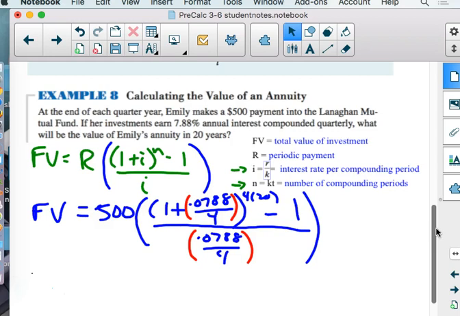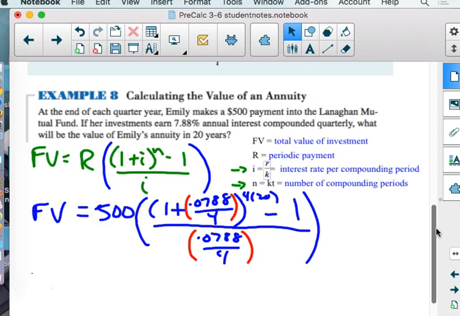Got that. Now I need to add a 1 to it. I need to raise that to the 80th power. I need to subtract 1. That's all on the top line. And then I need to divide by, parentheses, 0.0788 divided by 4. And finally, take that times 500.